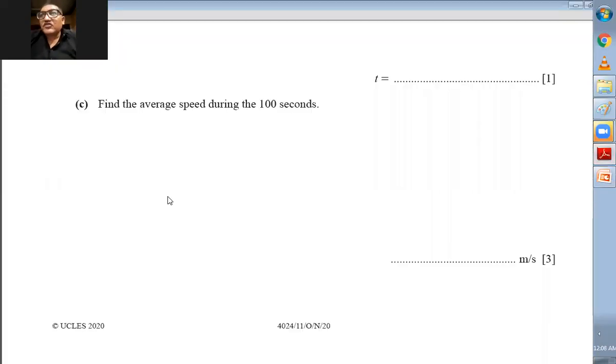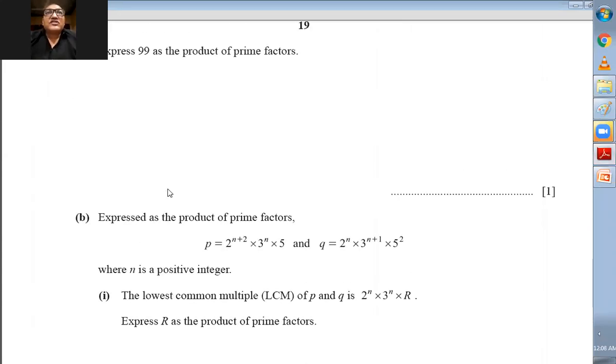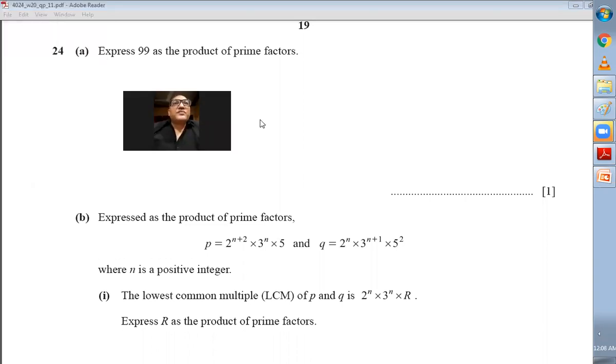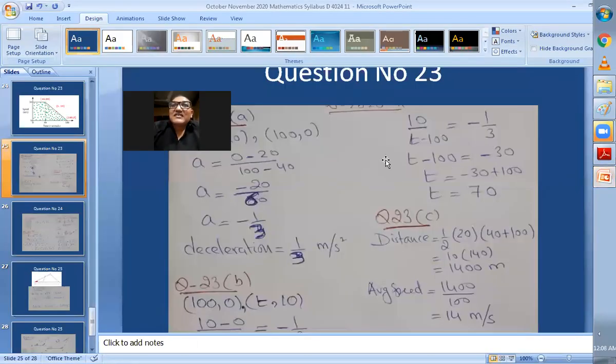Okay, so now let's move to the next question. The next question is question number 24, and that is showing up on the screen. It says, express 99 as the product of prime factors. It's a 1-mark question. So let me show you how I do the prime factorization.